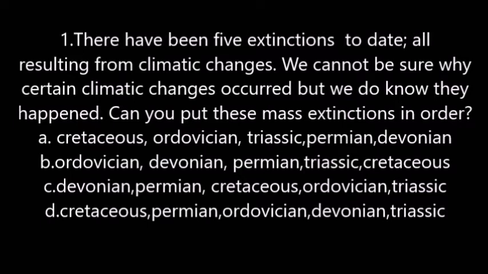We cannot be sure why certain climatic changes occurred, but we do know that they happened. Can you put these mass extinction events in order? A. Cretaceous, Ordovician, Triassic, Permian, Devonian. B. Ordovician, Devonian, Permian, Triassic, Cretaceous.